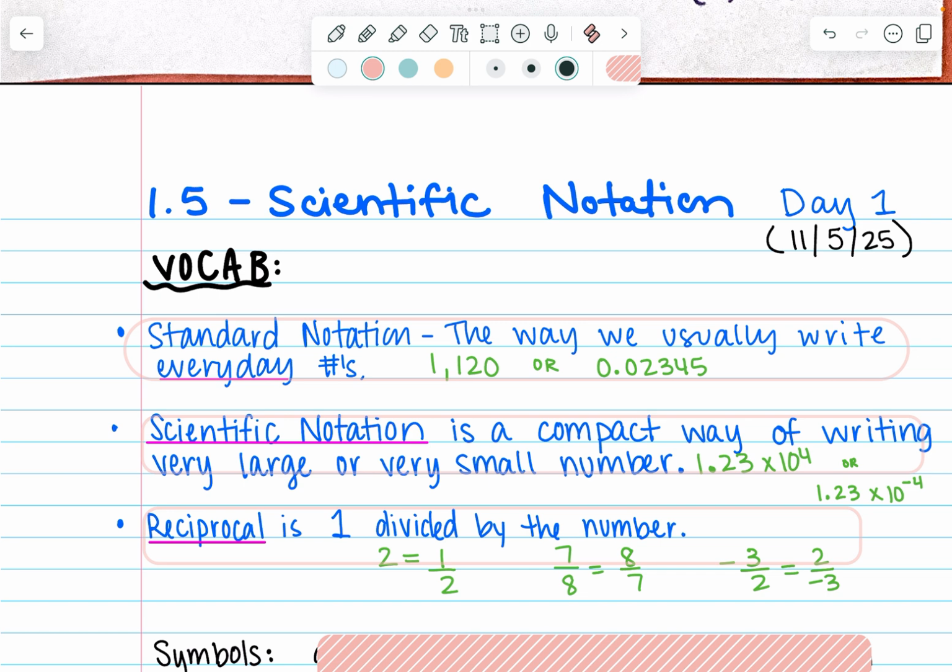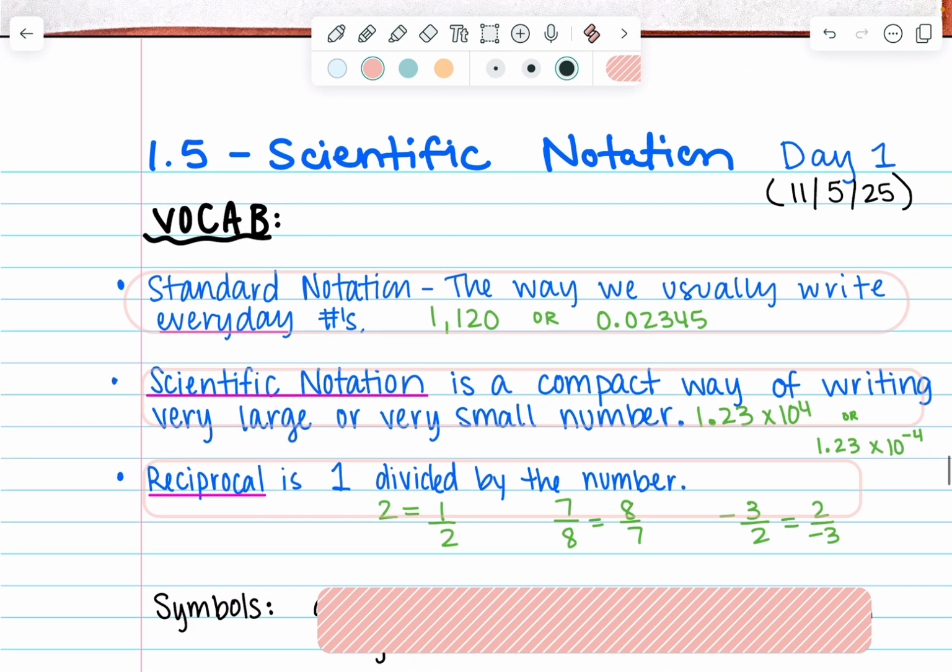Reciprocal is 1 divided by the number. So 2 would be 2 over 1. 7 over 8, reciprocal is 8 over 7. Negative 3 over 2 equals 2 over negative 3. And we discussed that yesterday.